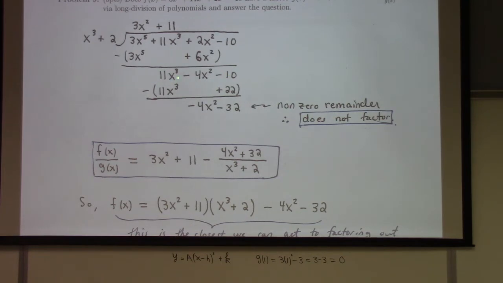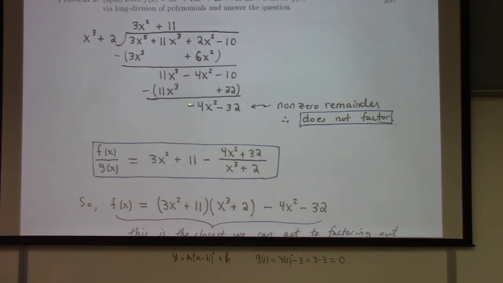Now I need to get this 11x cubed. How do I get 11x cubed from this as a multiple? Well, I need to multiply by 11, right? So 11 times x cubed gives me the 11x cubed. 11 times 2 gives me 22. I subtract again. The 11x cubes cancel. And I'm left with minus 4x squared minus 32.